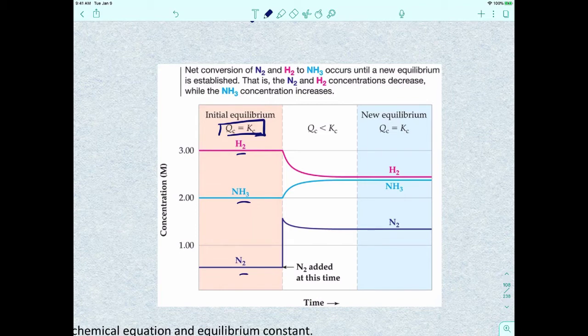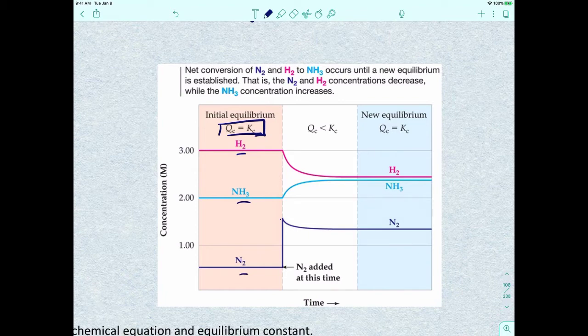So what if, at the end of this time, we change the concentration of N2 and add more N2? We change the concentration from half a mole to 1.5 moles.